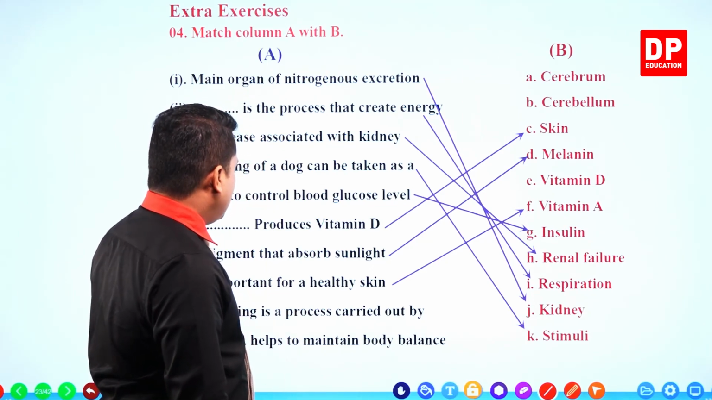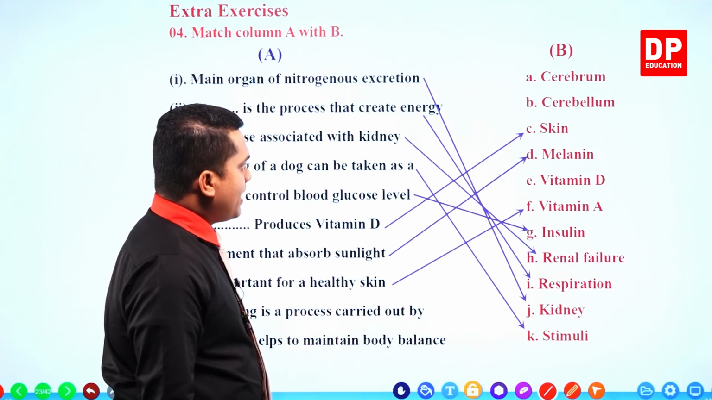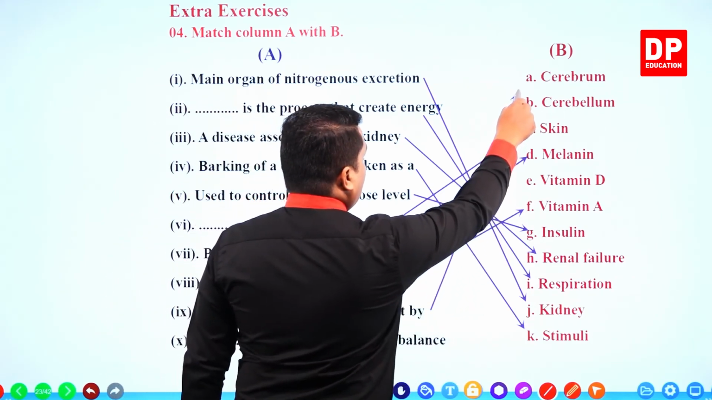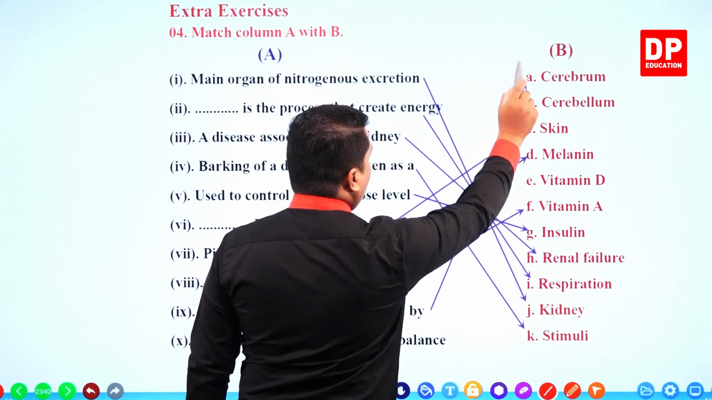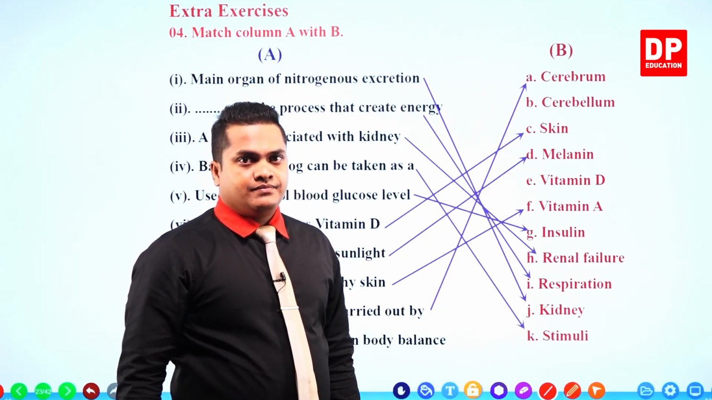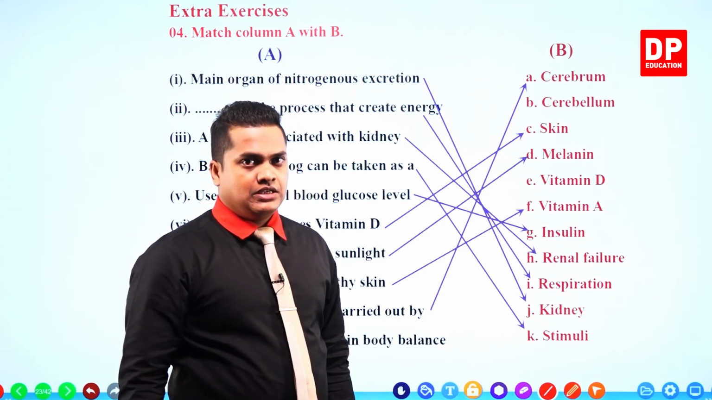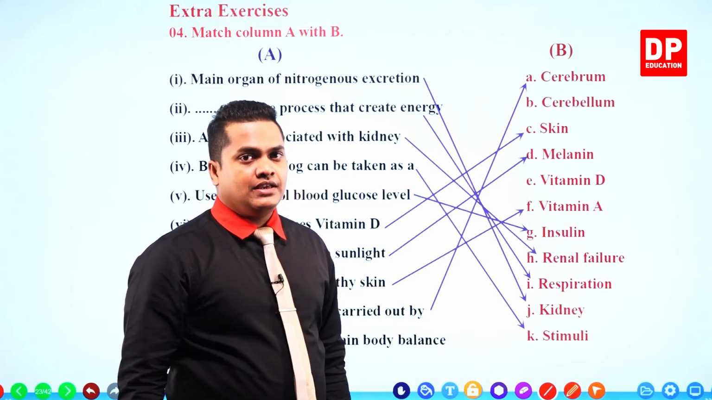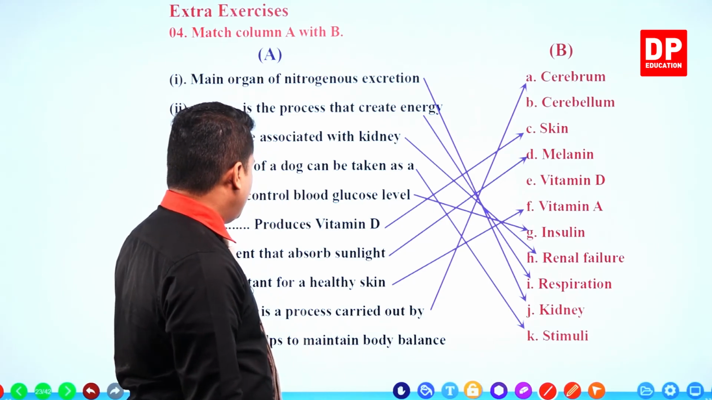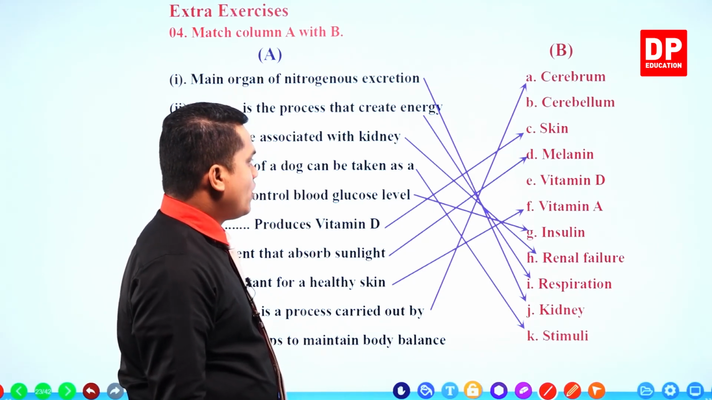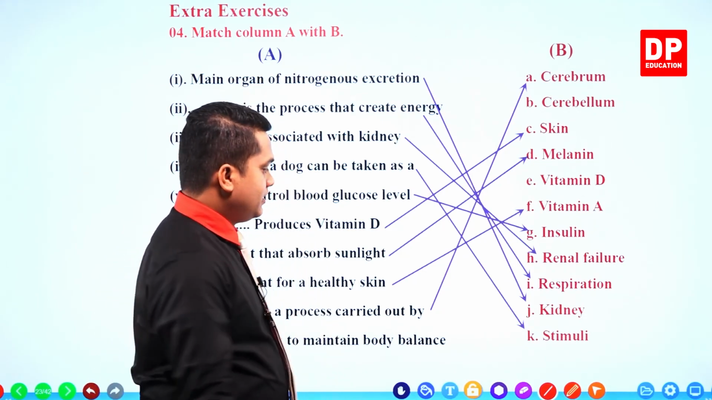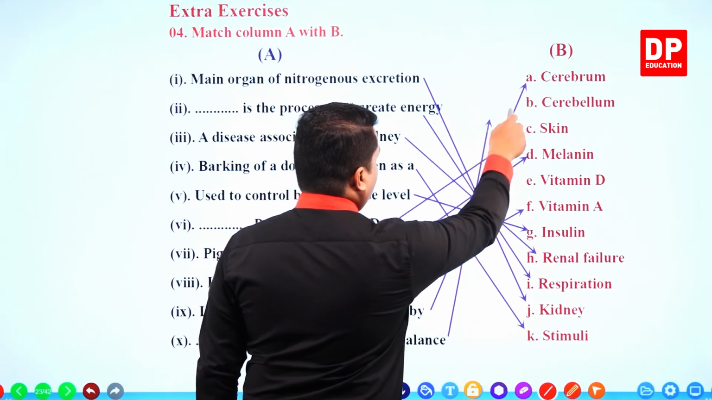Next one. Learning is a process carried out by... It's really simple. Learning is a higher brain activity, right? So therefore, higher brain activity is carried out by the cerebrum. Blank helps to maintain the body balance. So body balance is maintained by the cerebellum, which is here.